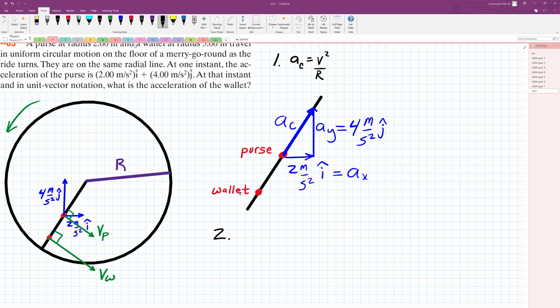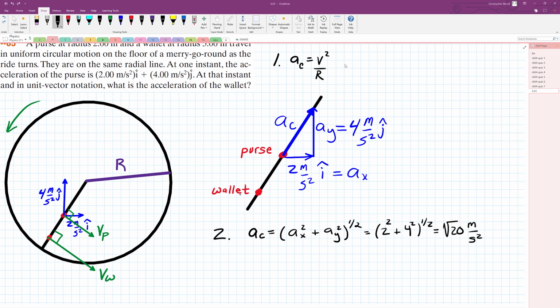Okay, so now I can just use the Pythagorean theorem to calculate the magnitude of a sub c for the purse. It's going to be the square root of ax squared plus ay squared, which equals the square root of 2 meters per second squared squared plus 4 meters per second squared squared, which equals the square root of 20 meters per second squared. Let's go back to equation number 1.